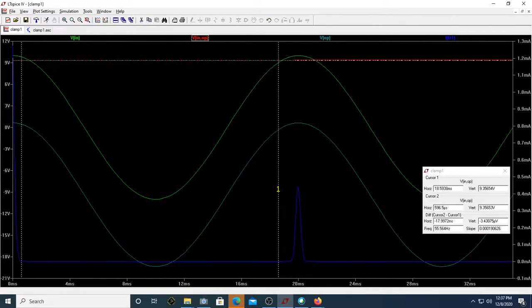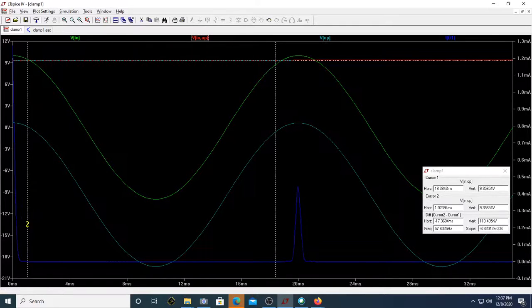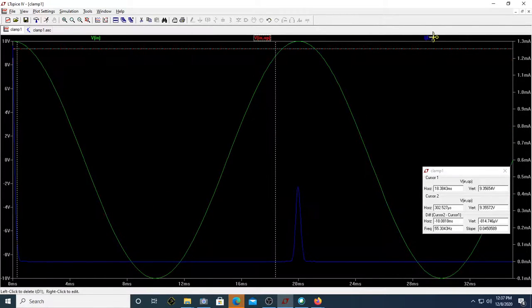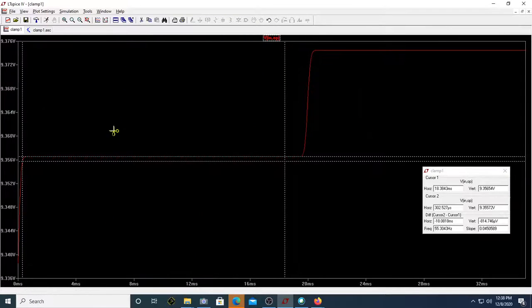Can you see now how much it has? This has reduced to a very small voltage. This is cursor 2, which is 9.3557. This is cursor 1. Let me just see this one, so just give me 1 minute. I will delete the others. I'll take out this, this, and this also.